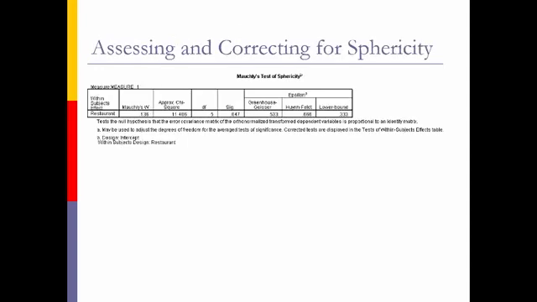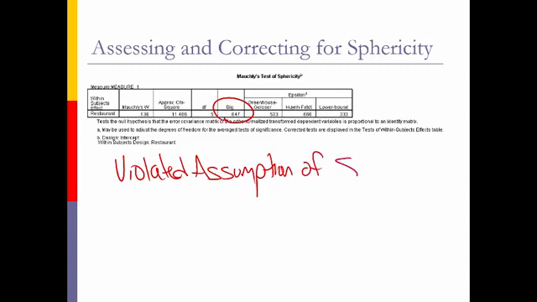All right, next step is to look at this sphericity. We have a problem with this one. We have a significance value that is less than 0.05. So we have violated the assumption of sphericity.